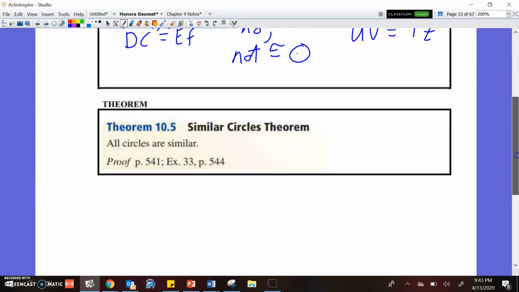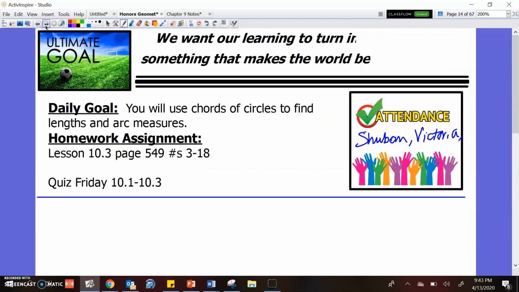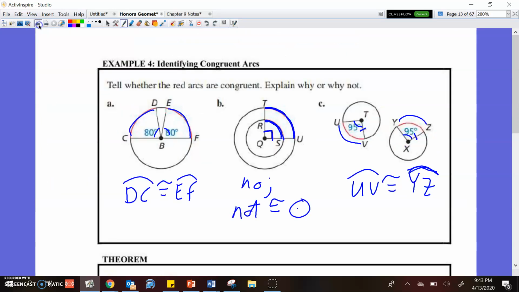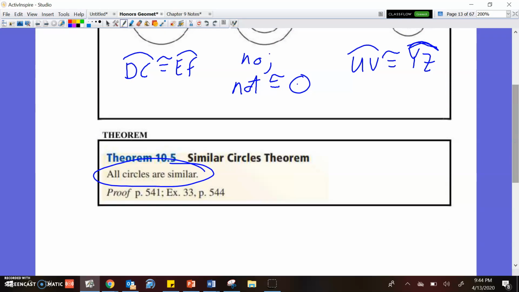All right, so theorem, similar circles theorem, all circles are similar. They're not all the same size, they're not all congruent, but they are all similar. All right, and that brings us to the end there, okay? So take a look at the work, see if you have any questions, and check back with me when you're done, okay? Good work.